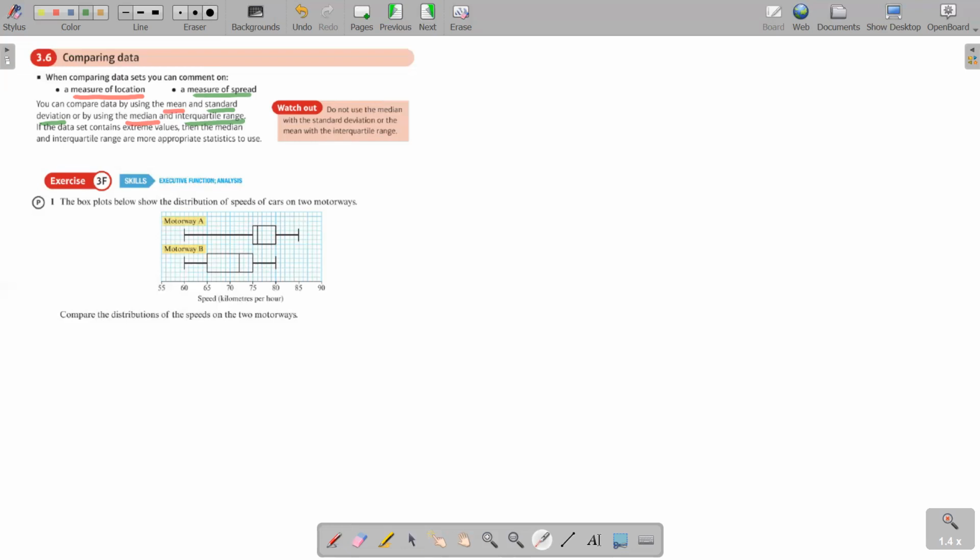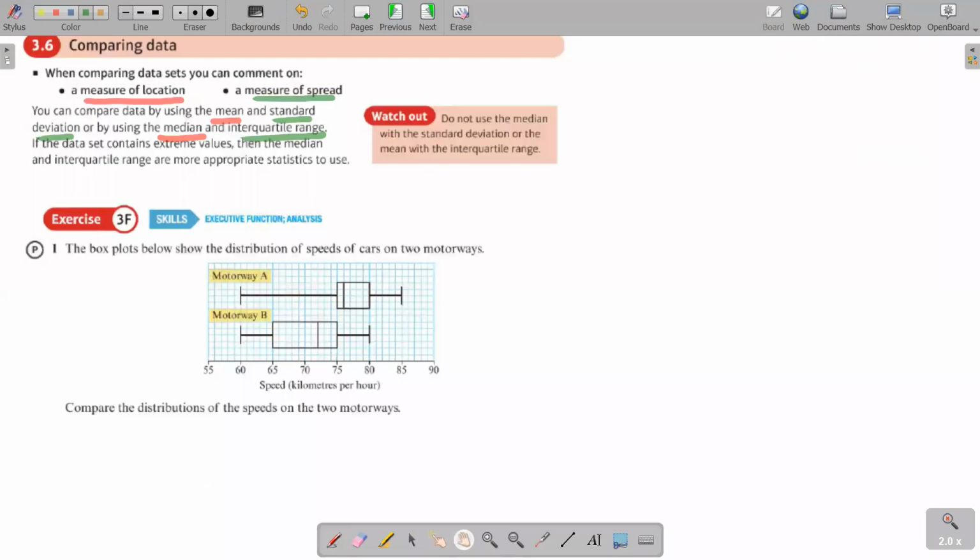Okay, so let's move on to the question and practice with exercise 3F. The box plot below shows the distribution of speeds of cars on two motorways. Compare the distribution of the speeds on the two motorways. So your task is to compare. When comparing data sets, we comment on the measure of location and we comment on the measure of spread. That's how the comparison should be done.